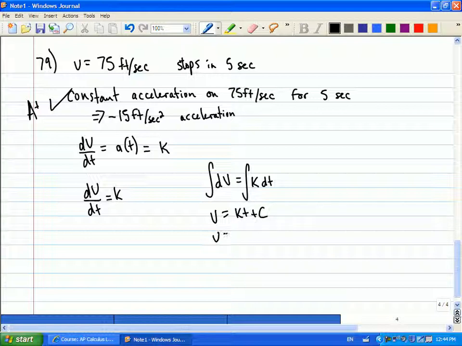Okay, so velocity in this case is going to be this constant acceleration times the time plus c. And I know at time 0, I have 75. So that's how I know the constant is 75. So that would give you velocity as a function of time is this here. And if I want to know what the acceleration is, I have 5 seconds to make the velocity equal to 0.